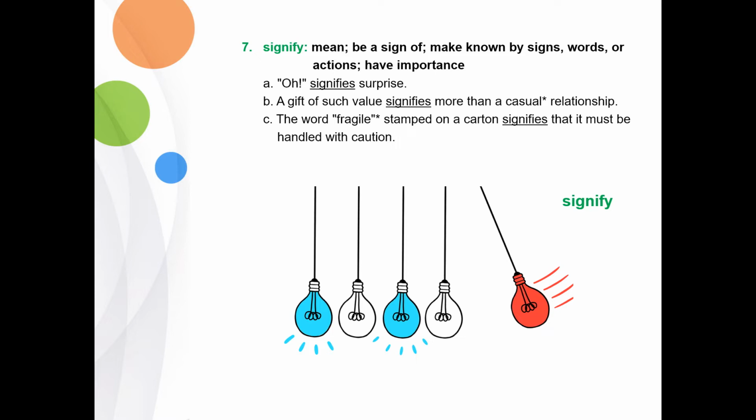Number 2. A gift of such value signifies more than a casual relationship. Number 3. The word fragile stamped on a carton signifies that it must be handled with caution.